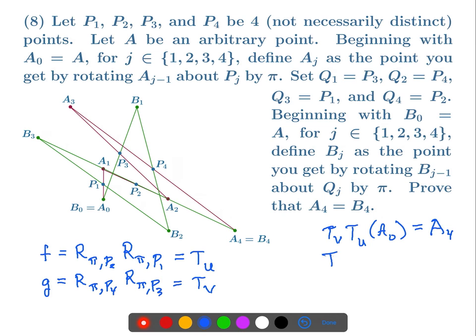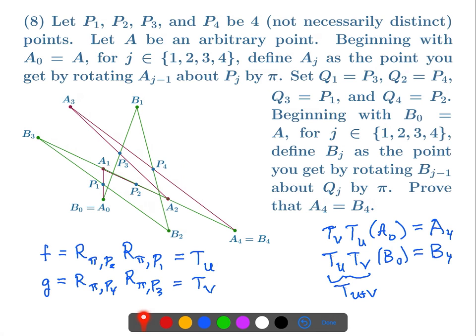For B0, we did a translation by V first to get to B4. And the translation by V meant that we were doing the rotation around P3 and P4 first, and then a translation with U around P1 and P2. So this gives us then the information of how A4 and B4 came about if we think in terms of translations. But the point here is that if you take a translation by U and then V, that's just a translation by U plus V.